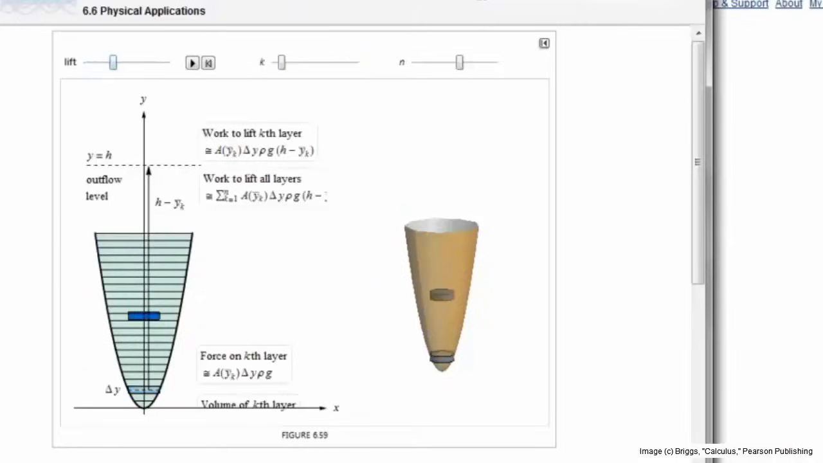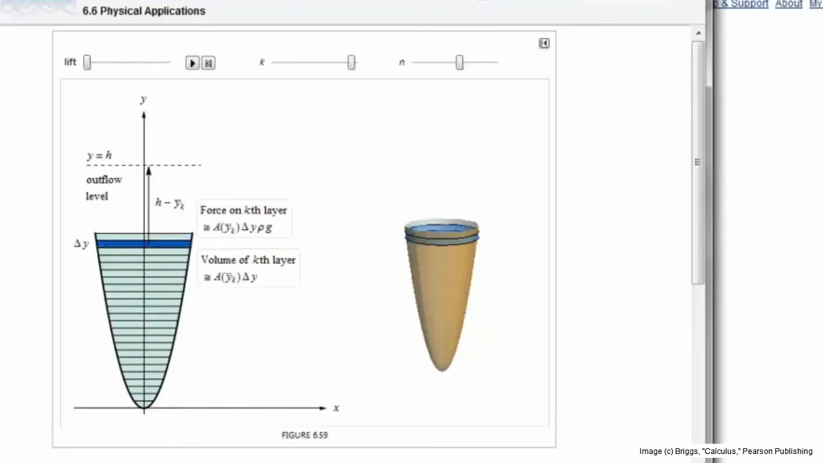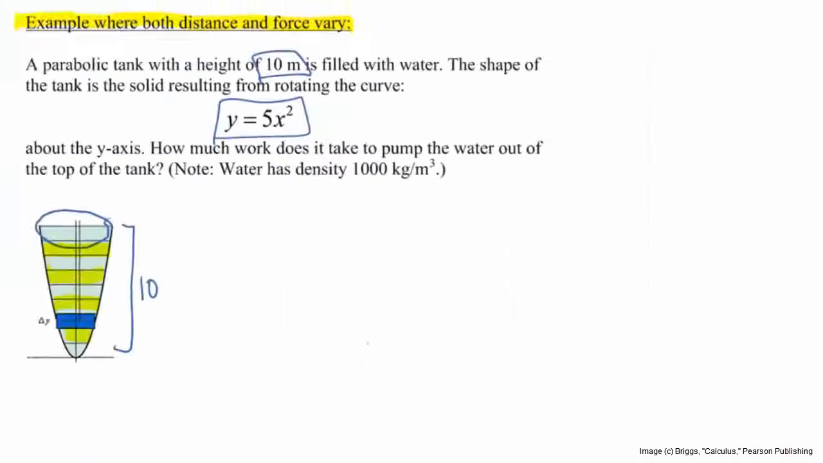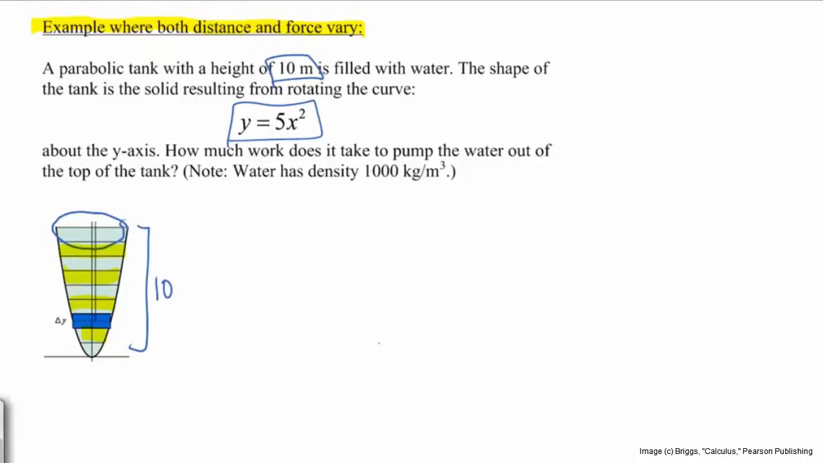It's also important that where you take the slices are where the water is. It doesn't matter the shape of the container. You start at the bottom of the water and you stop at the top of the water. So whenever we're lifting stuff up like this, we always slice it horizontally so that all the water in the same slice will have the same distance to travel to get to the top.